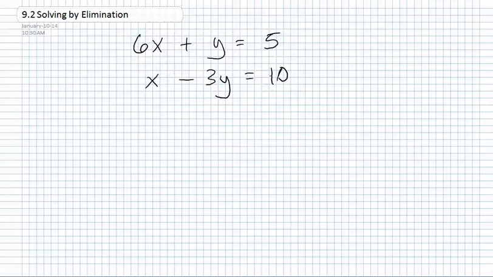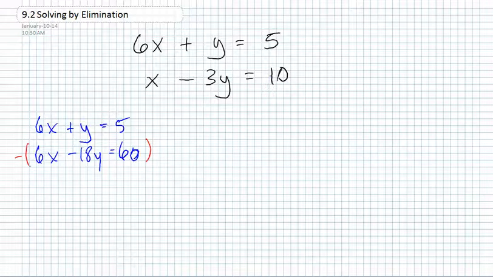Alright, well let's first of all look at getting rid of the x term. That is just the first equation written down in its original form. I'm going to write down the second equation, but where everything is multiplied by 6. Then I'm just going to subtract both equations from each other, and that's going to get rid of the x variable, and it'll help me solve y.